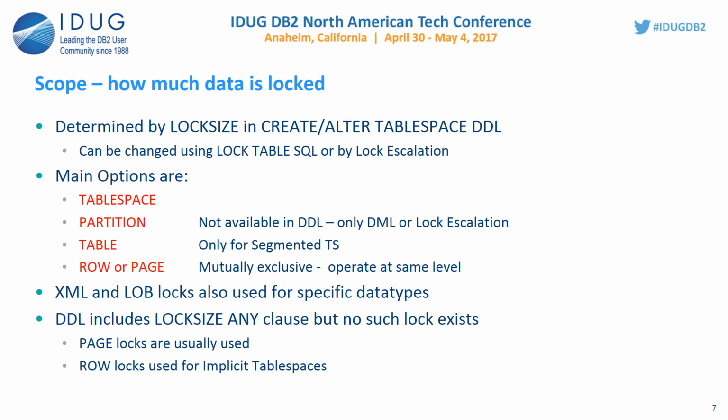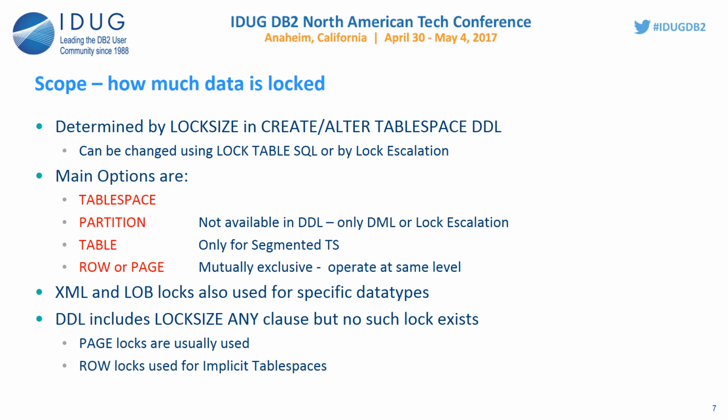Right? So the main options for lock size are tablespace, partition, table, and then either row or page. And the reason that I've got row or page is they're mutually exclusive. An object can either be using row level locking or page level locking and not both. All right? Now most applications, most systems are using row or page level locking. The default is page level locking most of the time. Right? Now, DB2 also has a couple of extra types of locks for XML and LOBs for those particular data types, and I've got a slide on each later on.